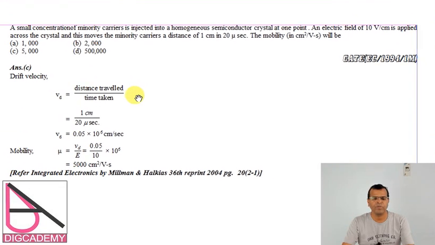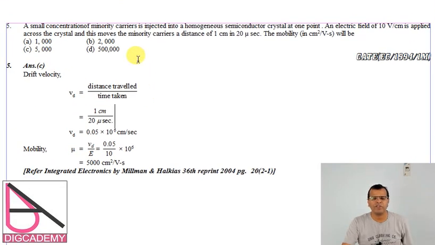A small concentration of minority carriers is injected into a homogeneous semiconductor crystal at a point. An electric field of 10 volt per centimeter is applied across the crystal, and this moves the minority carriers a distance of 1 centimeter in 20 microseconds. What is the mobility of the charge carriers? You are given that the charge carriers move 1 centimeter in 20 microseconds, so I can find the velocity. This is nothing but drift velocity.